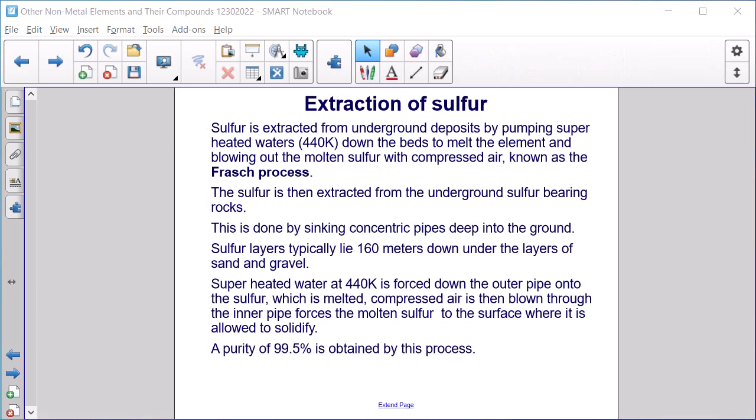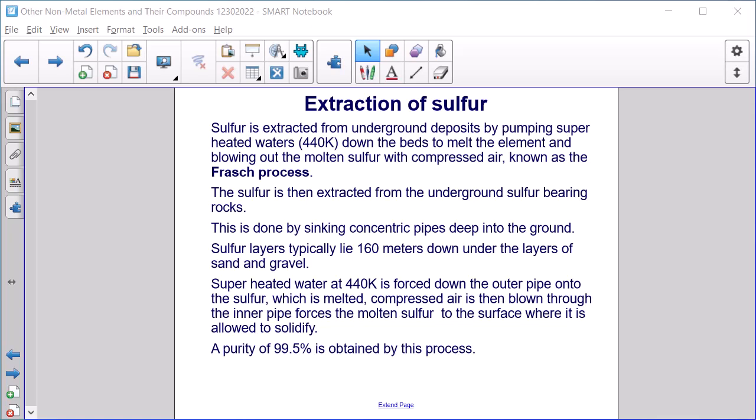Extraction of sulfur. Sulfur is extracted from underground deposits by pumping superheated water, 440 Kelvin, down the beds to melt the element and blowing out the molten sulfur with compressed air, known as the Frasch process. The sulfur is then extracted from the underground sulfur-bearing rocks.